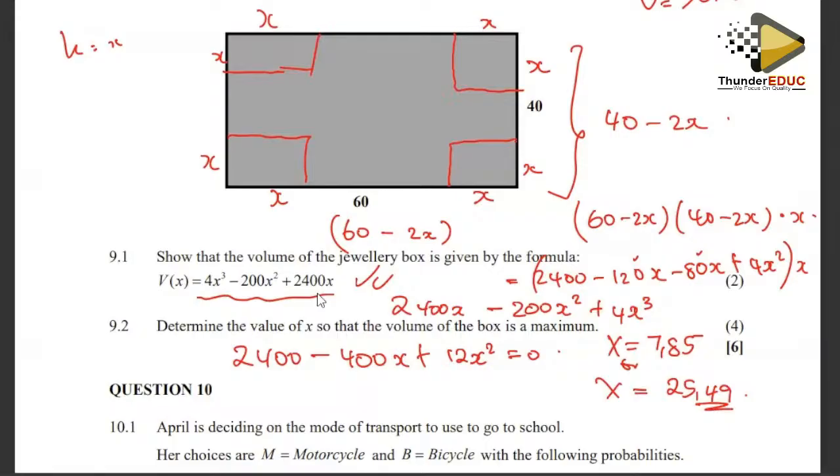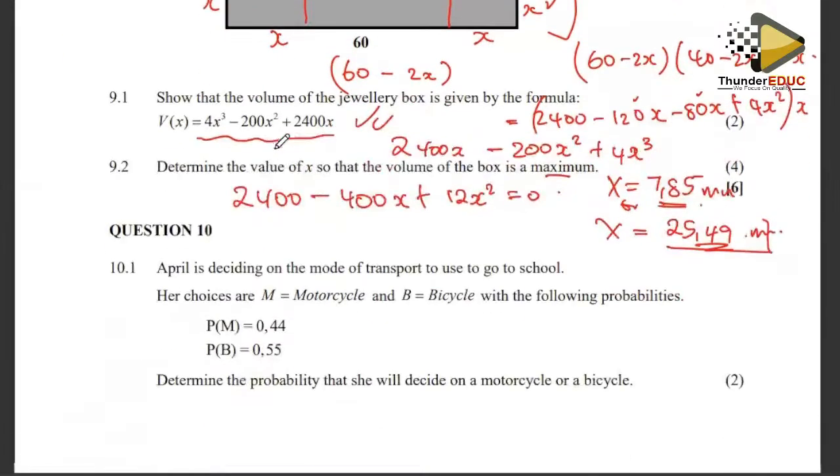Determine the value of x so that the volume is maximum. Now, as x is in millimeters, x represents millimeters. So between the two, because if you cut out more, then the amount of space is going to become whatever. So 7 is a bit reasonable. Why am I saying that? Because there's no way this 25 can fit here. 25 and 25, I mean, we can only obtain a 40. So 7 becomes the most reliable answer, 7.85.